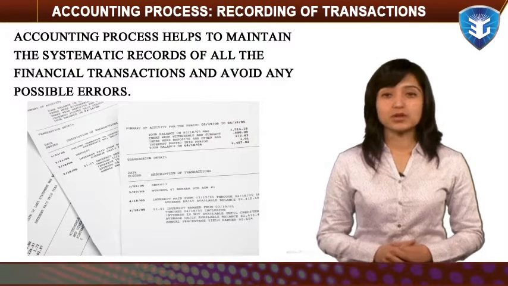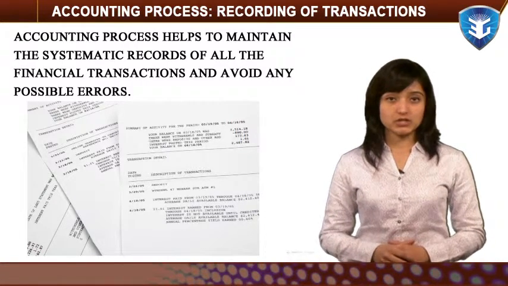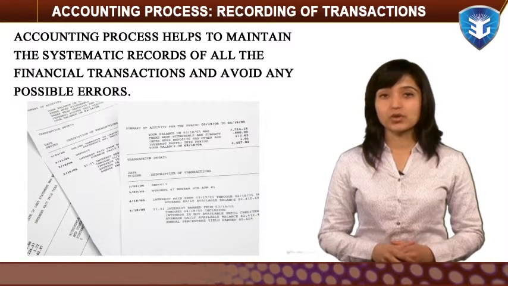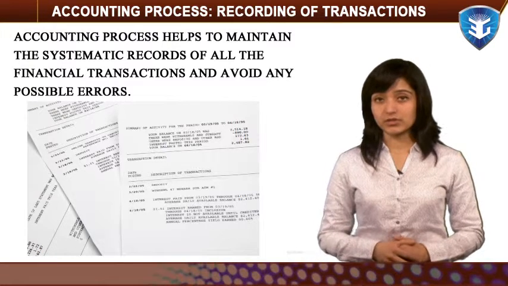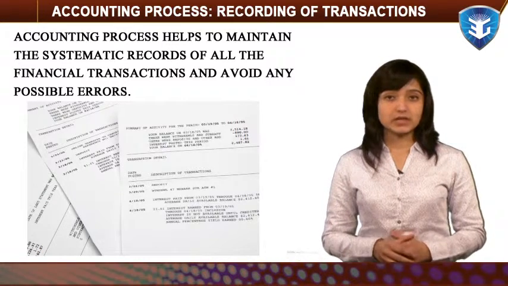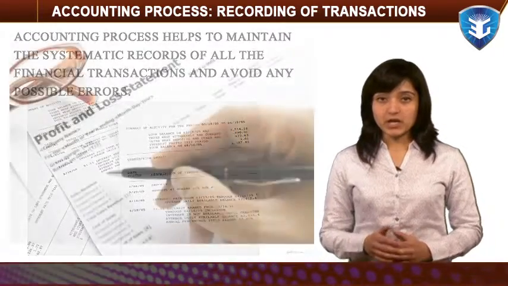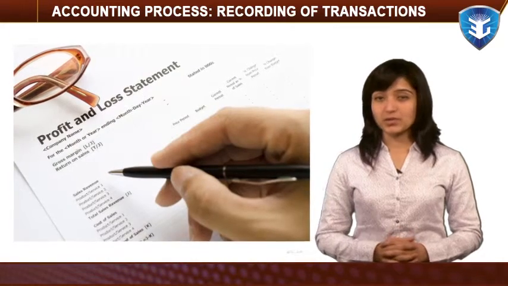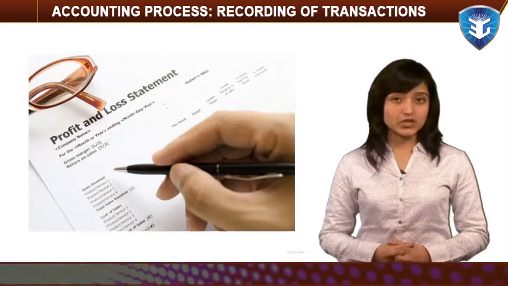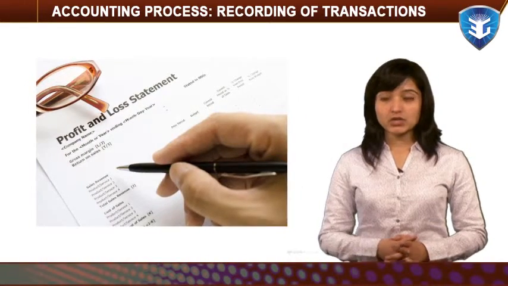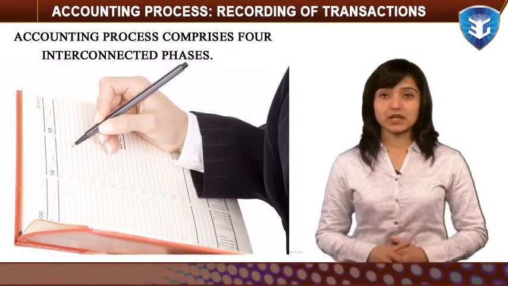Now let us know more about accounting process. Accounting process is very important for an organization as it helps to maintain the systematic records of all the financial transactions and avoid any possible errors. The accounting process is designed to determine the economic impact of the transactions on the business. The overall accounting process comprises the process of identification, measurement and communication of the financial information of the organization to the interested users. Accounting process comprises 4 interconnected phases.